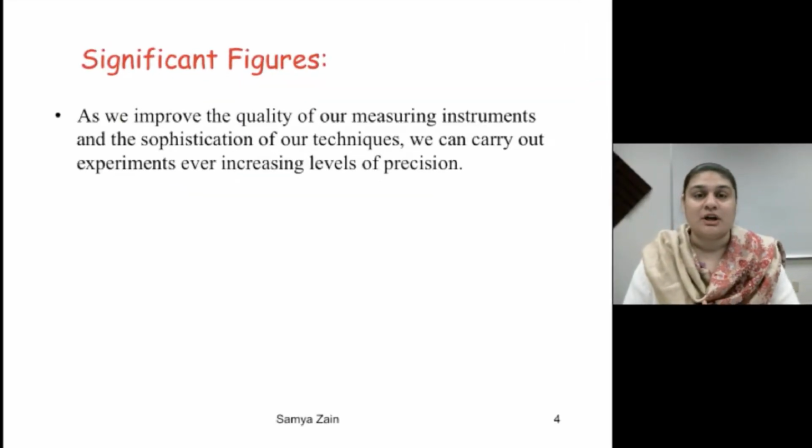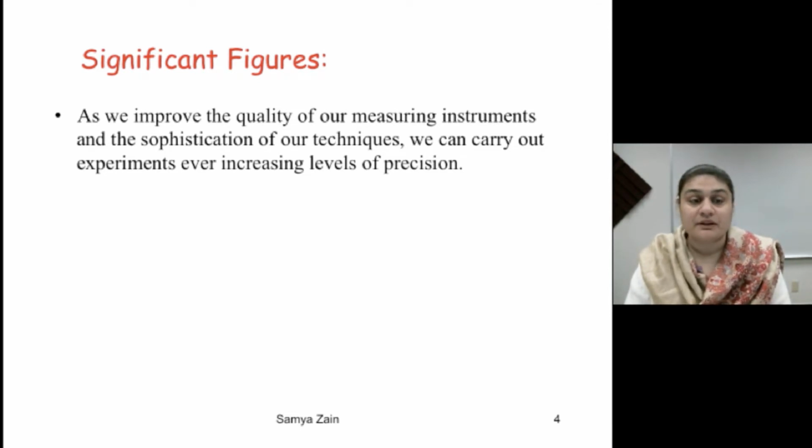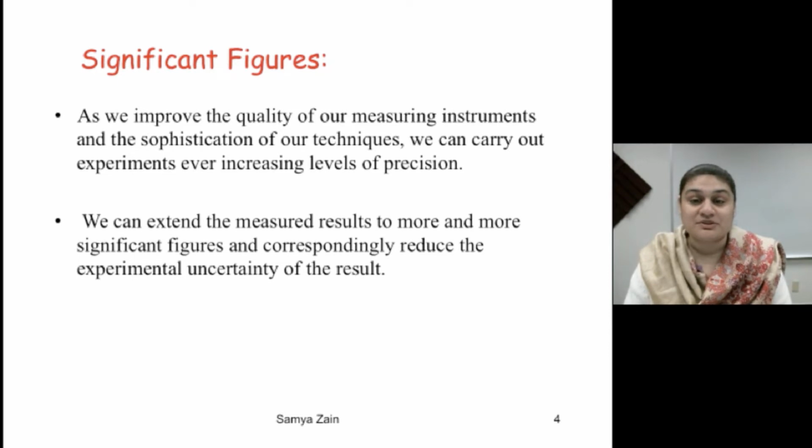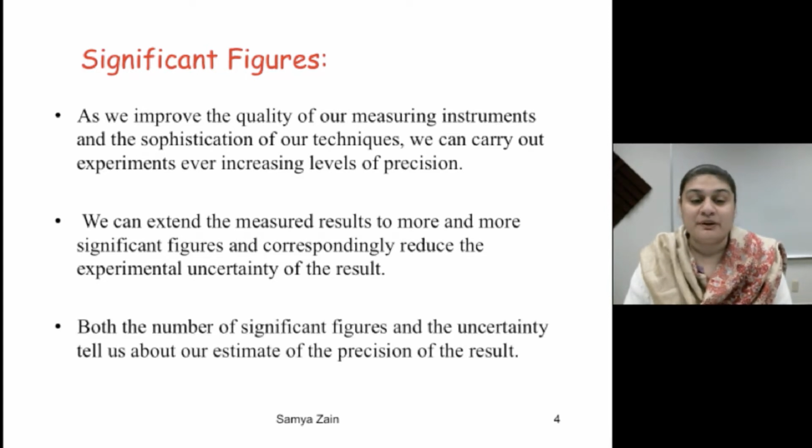So next we need to talk about significant figures. As we improve the quality of our measuring instruments and the sophistication of our techniques, we carry out these experiments at ever increasing levels of precision. We can extend the measured result to more and more significant figures and correspondingly reduce the experimental uncertainty in our result. Both the number of significant figures and the uncertainty tell us about our estimate of precision in the result.